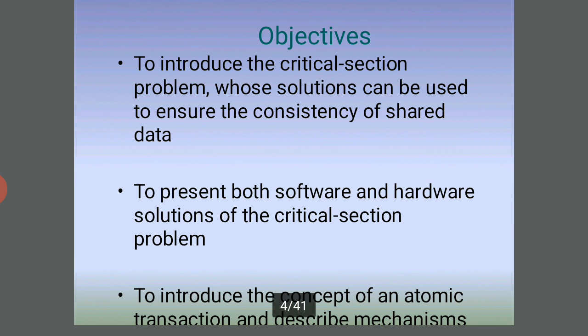The objective is to introduce the critical section, a problem whose solutions can be used to ensure the consistency of shared data. So what is shared data? A multiple operating system is supported with thin client systems. So there is the server and the clients, a number of clients, 1 to 10 clients, and the solutions can be used to ensure the consistency of shared data. So we have shared data here.